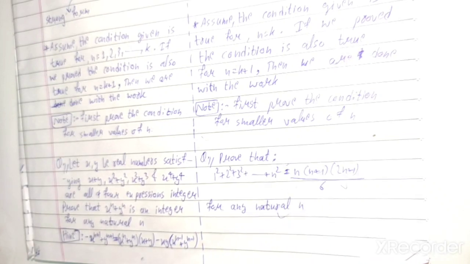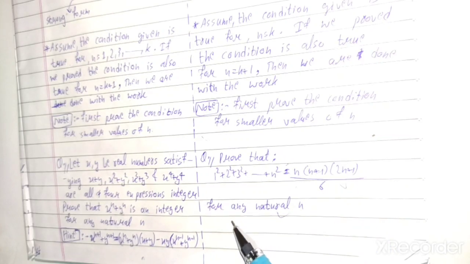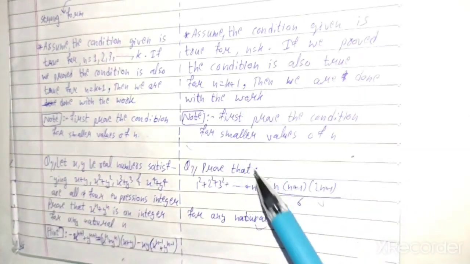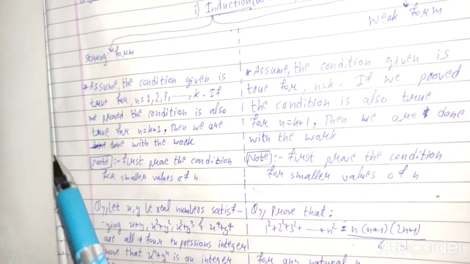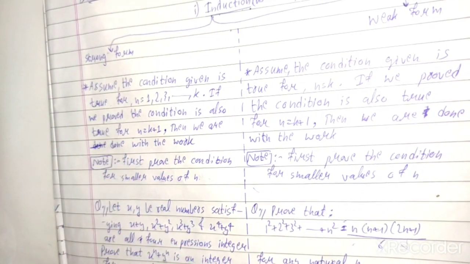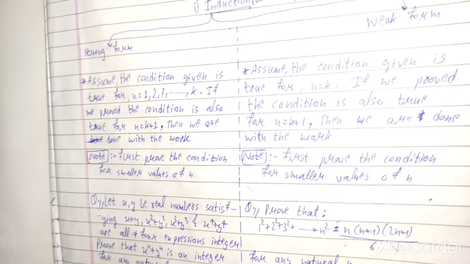You have to prove this: n times (n minus 1) times (2n plus 1) by 6 for any natural n. Same way, prove for some smaller values, take n is equal to k, and prove for n is equal to k plus 1. Let's see the strong form of induction. We have covered the weak form, let's move on to the strong form.